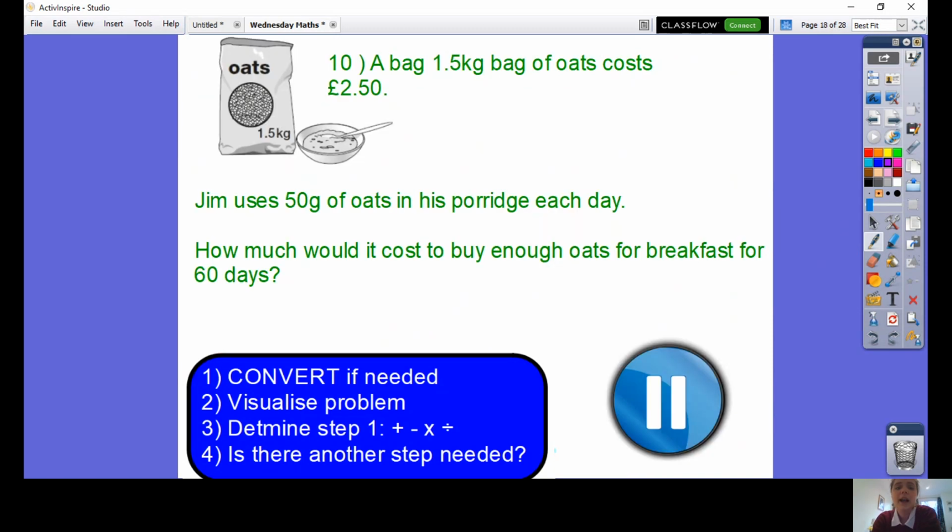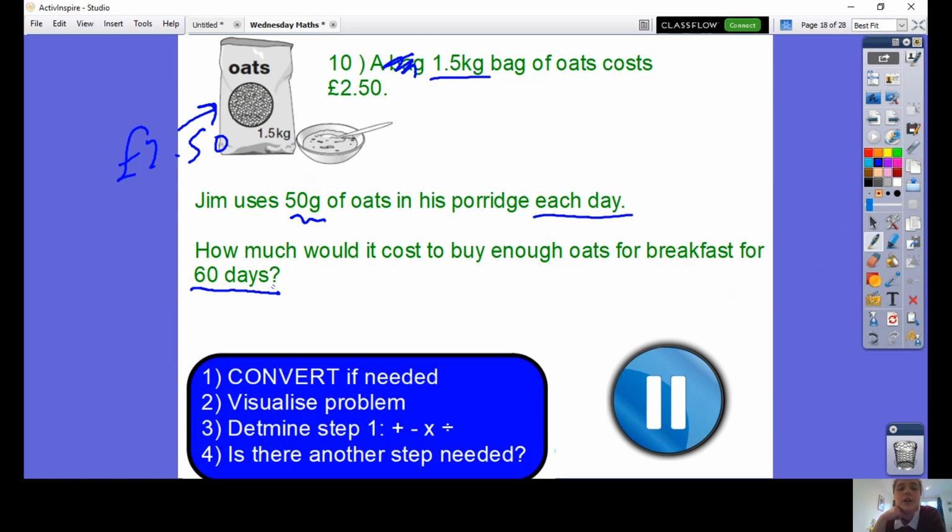Right. I'd like you to have a go at this question, but I'm going to talk through all of the information first. A 1.5 kilogram bag of oats costs £2.50. Here's my big bag of oats and it costs me £2.50. Inside of it, it's got 1.5 kilograms of oats. Jim uses 50 grams of oats in his porridge each day. How much would it cost to buy enough oats for breakfast for 60 days?